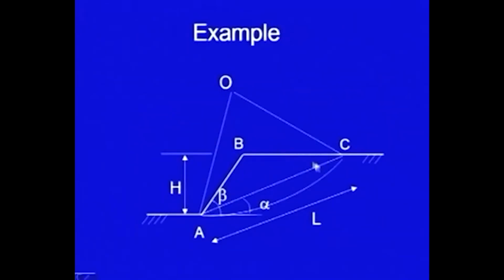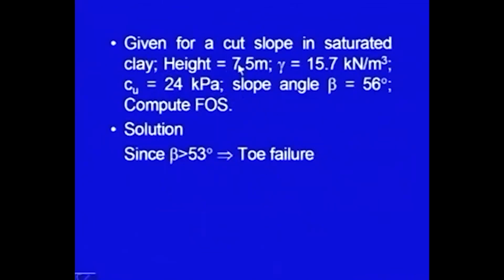Let us take an example. This is an example of toe failure. This is the general diagram. H is the height, beta is the slope angle, and these are the data. Given for a cut slope in saturated clay, the height of the slope is 7.5 meter and the saturated unit weight is 15.7 kilonewton per meter cube. Cu is 24 kPa, slope angle beta is 56 degree, and we are asked to find out the factor of safety.